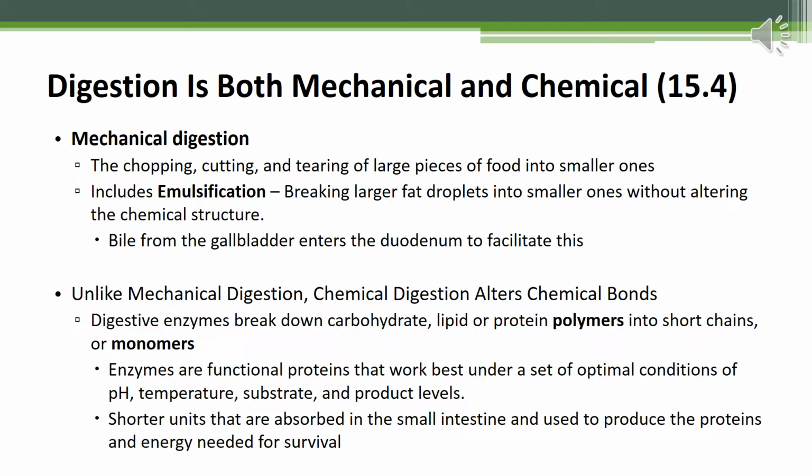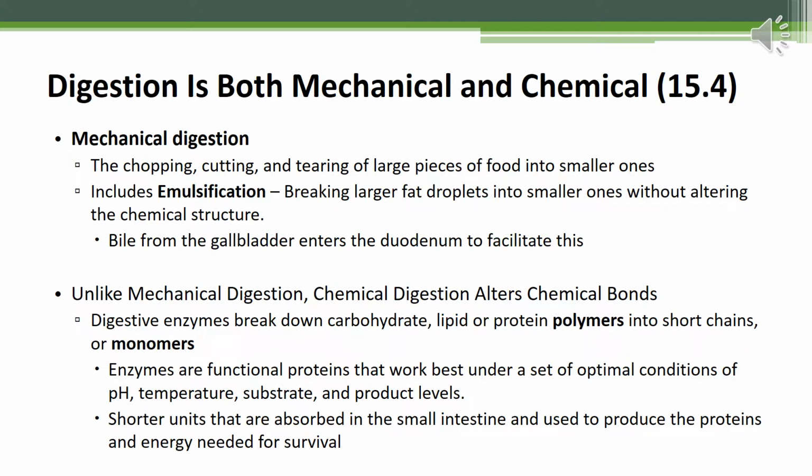And we talked about both of these a little bit already, but here they are again. Mechanical digestion is the chopping, cutting, and tearing of large pieces of food into smaller ones. And this also includes emulsification because we're breaking down the large fat droplets into smaller ones without doing anything to their chemical structure or otherwise altering it. And this is carried out through the aid of bile from the gallbladder, which enters the duodenum of the small intestine.